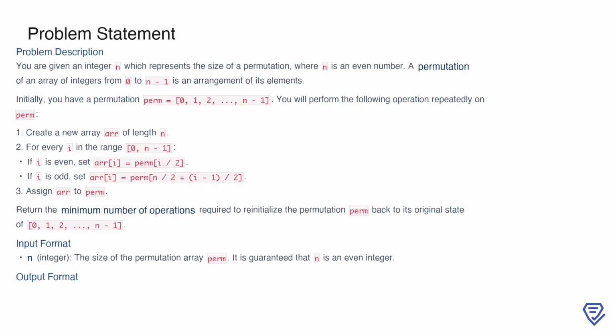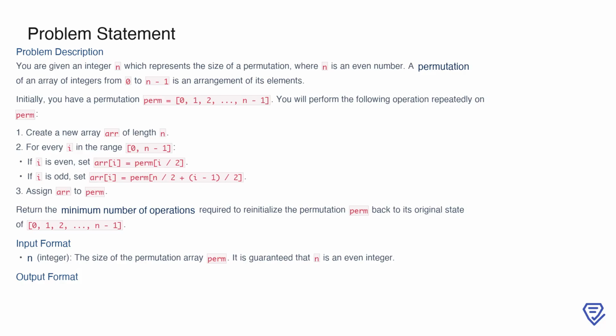Now, the task involves performing a specific operation repeatedly. In each operation, we construct a new array ARR of the same length. For every index i, if i is even, the value at ARR[i] is set to the value at perm[i/2]. On the other hand, if i is odd, ARR[i] is set to the value at perm[n/2 + (i-1)/2]. After constructing ARR, we replace the current permutation perm with ARR.